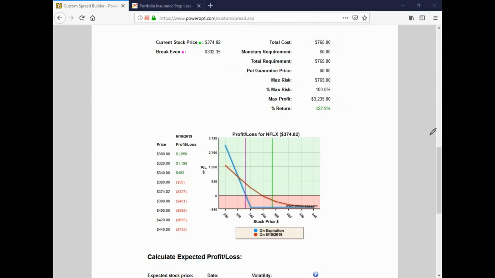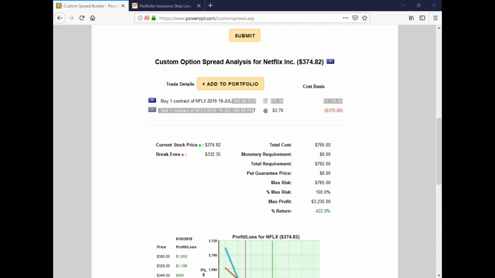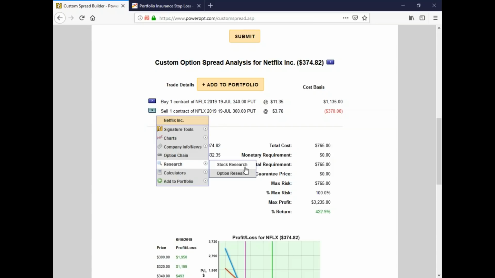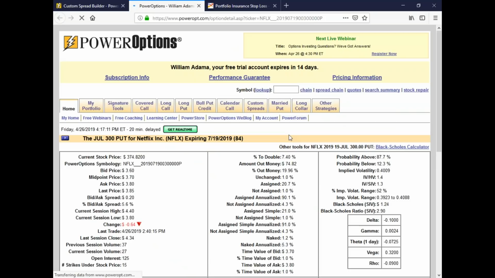let's just look real quick. So now that I'm looking at the custom spread tool, I want to get some other things here. As I mentioned, we know that the max profit occurs in July if the stock is trading below 300. When all time value is out of the positions, we've got the intrinsic value left. So what I can do here is looking at the short option itself. I'm going to use the more information button. Just go to research and option research first.